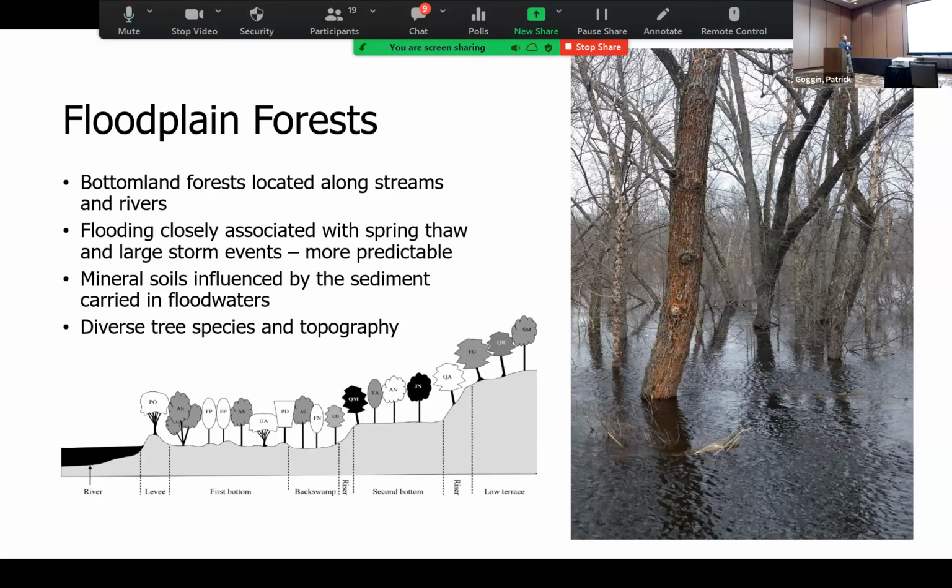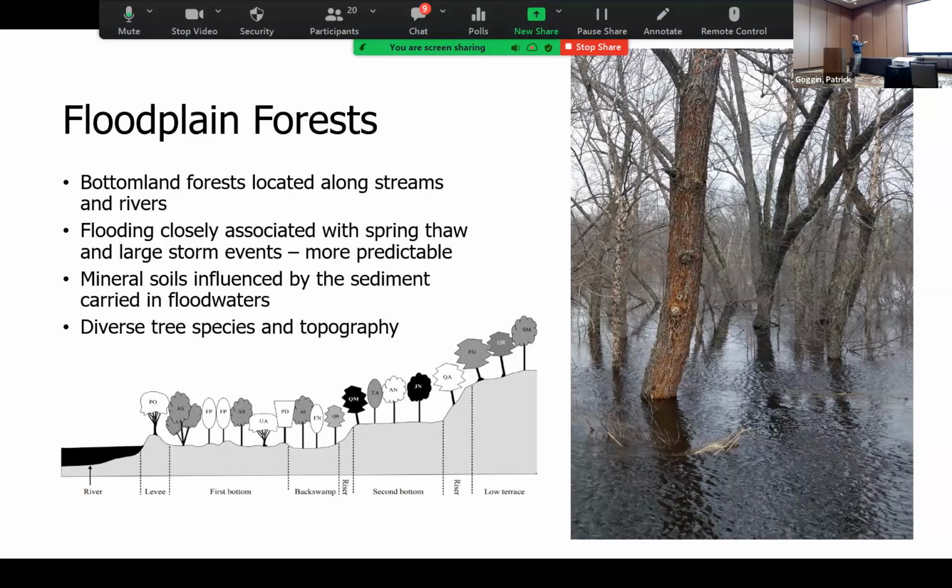In that sense, the water is much more predictable. We know it's going to rise and come in the spring, and usually it lasts for a certain period of time and goes away. Also, the soils are going to be different in those areas. The soils in a floodplain are caused by the sediment that's carried and deposited from the river. Because the speed of that water flow is different, it deposits different size particles in different places, forming a really neat topography in a floodplain forest.